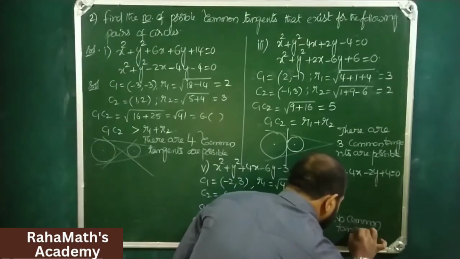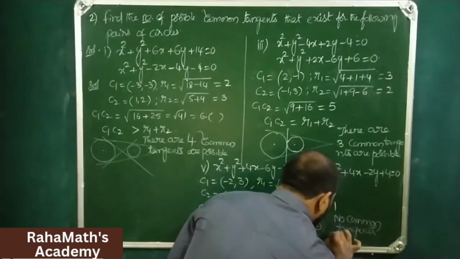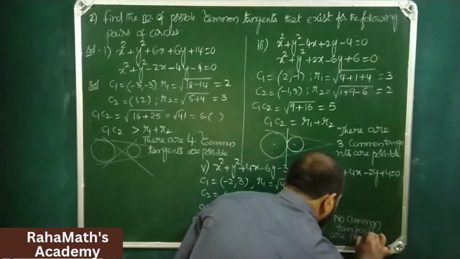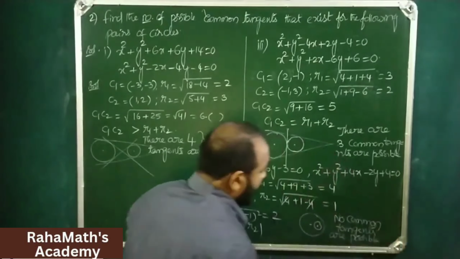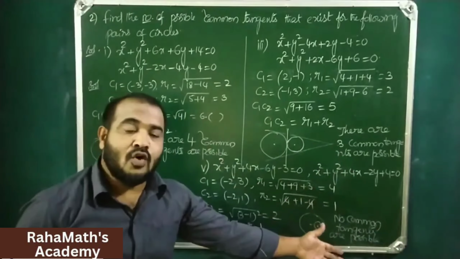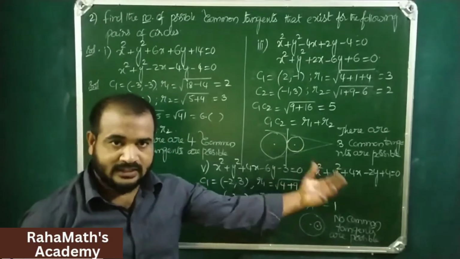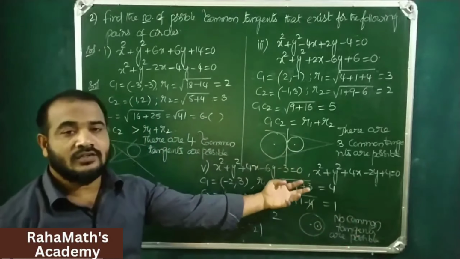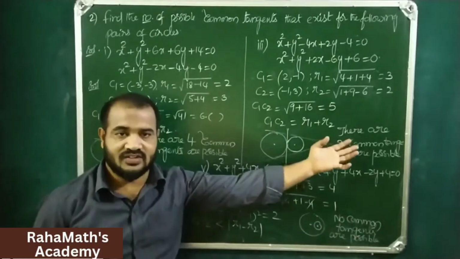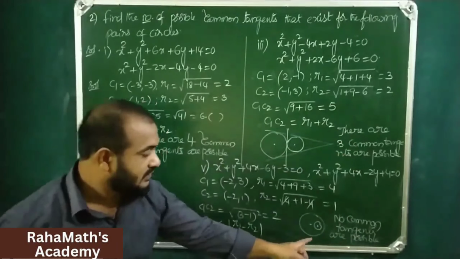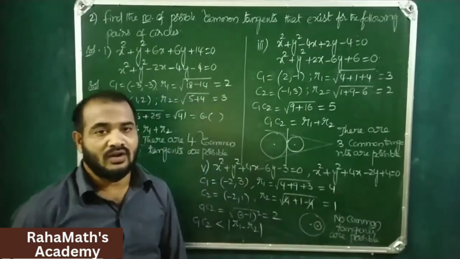No common tangents are possible. The number of common tangents we are able to express on the basis of the cases that we have discussed yesterday. So, for this, no common tangents are possible.